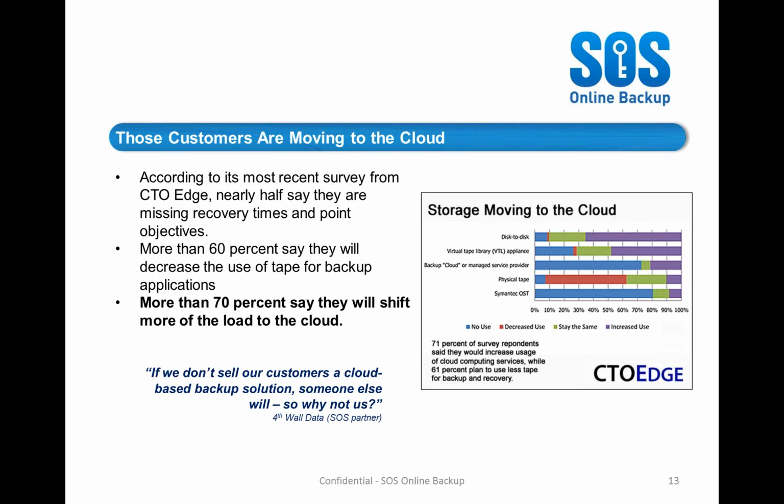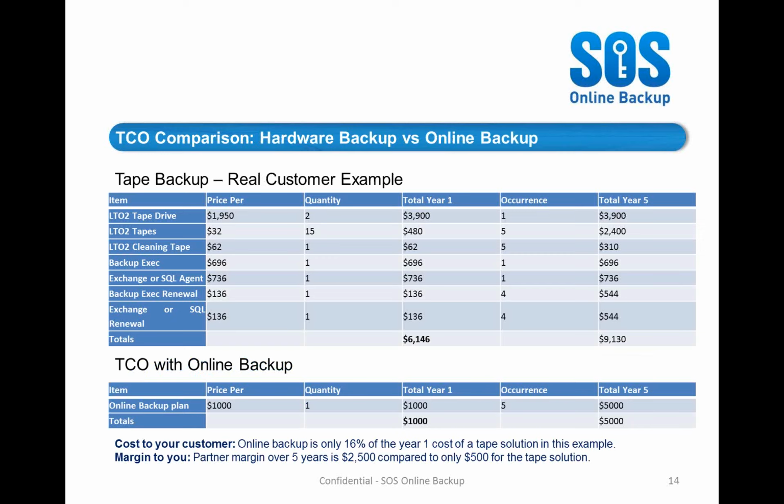And one of the major reasons for that is cost. So here on this slide, it's just a very quick total cost of ownership analysis comparing tape-based backup to online backup. You can see here the total 5-year cost for this tape backup solution was $9,130. The same solution for online backup, only $5,000. So a 50% reduction in cost.